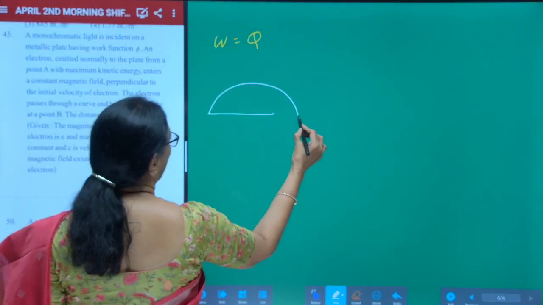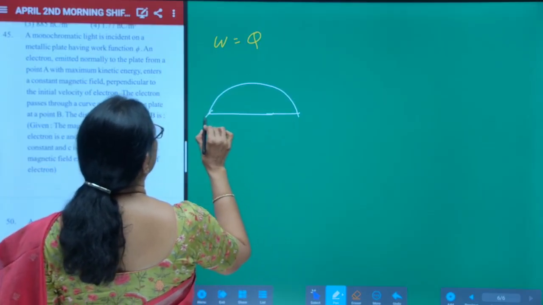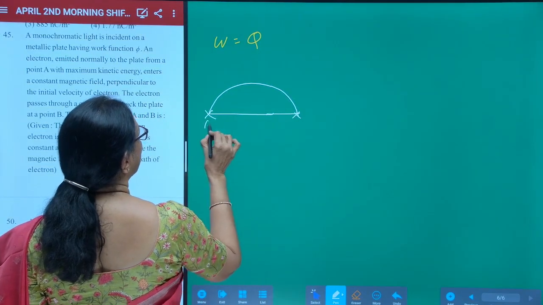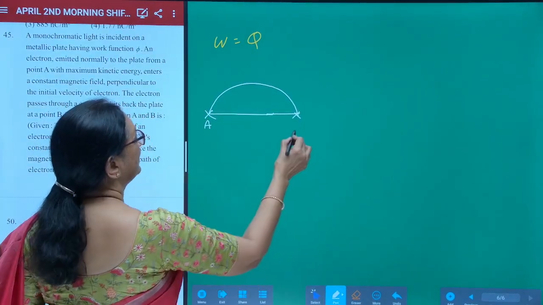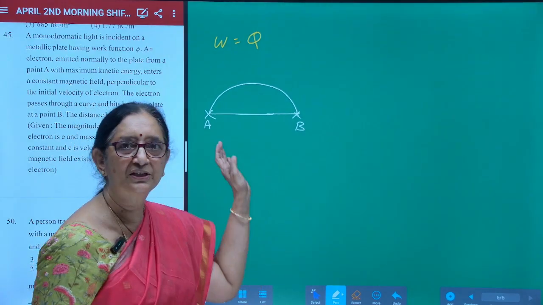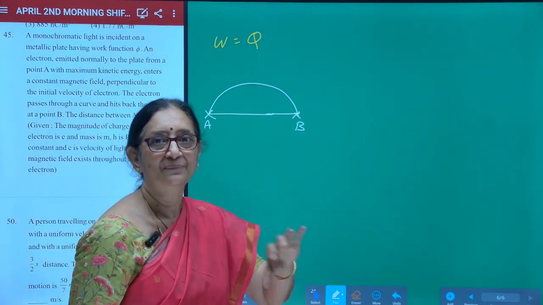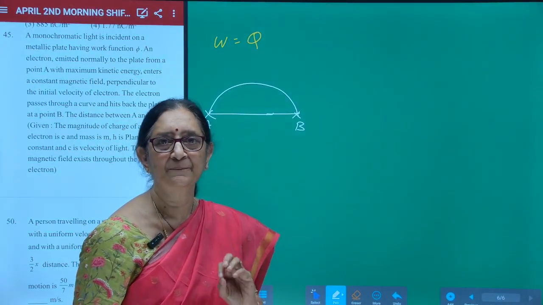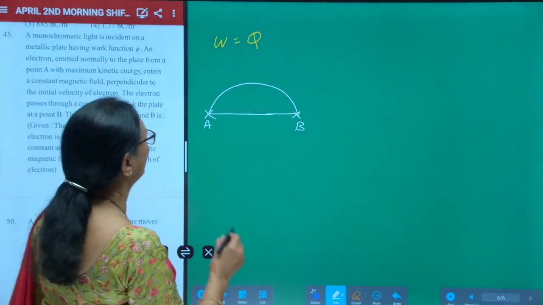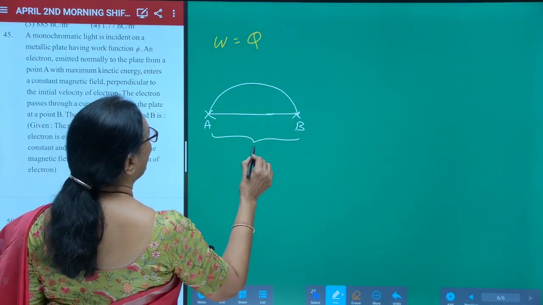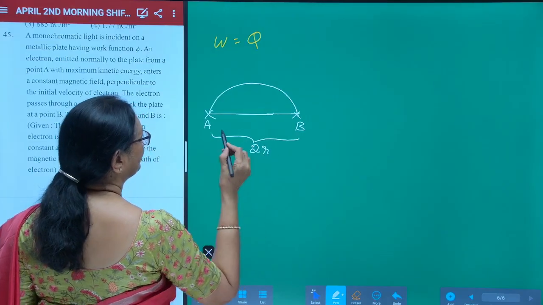So, it takes a circular path. Here, this is the point A at which the electron is emitted. This is point B at which the electron hits back the photoelectric plate, or that photometal surface. So, here this distance is asked, that is nothing but 2r.